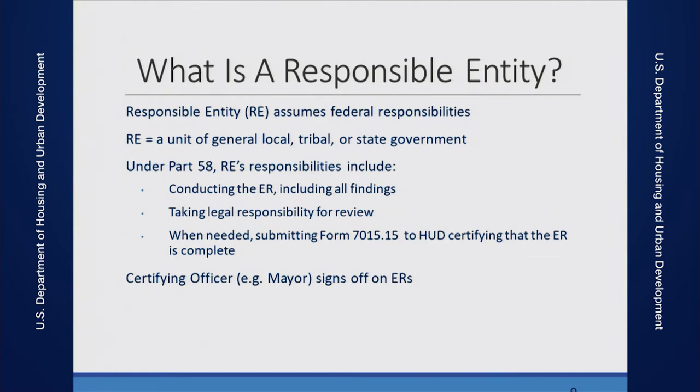First, for certain types of projects, the responsible entity is required to submit Form 7015.15, or Request for Release of Funds and Certification, to HUD to certify that the environmental review was complete. When this is required, HUD reviews only that form, not the entire environmental review record. If HUD approves the Form 7015.15, it will respond by giving the responsible entity a Form 7015.16, authority to use grant funds. The responsible entity's environmental review is not complete until it receives that Form 7015.16, and we'll talk more about how that works in a few minutes.